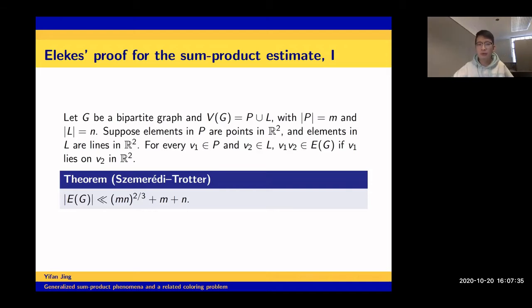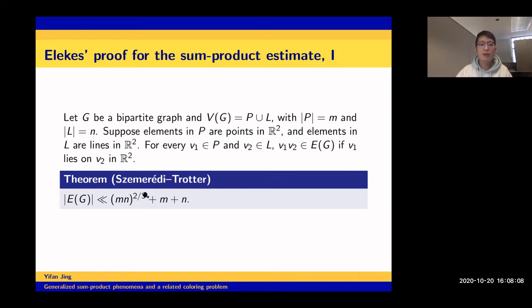I think maybe most of you have heard about this. If G is a bivariate graph with vertex partition P and L, where P is a collection of points and L is a collection of lines in R squared, and we assume P has size M and L has size N, and for every point in P and every line in L, (v1, v2) is an edge in this graph only if the point lies on the line. So this is actually the incidence graph.